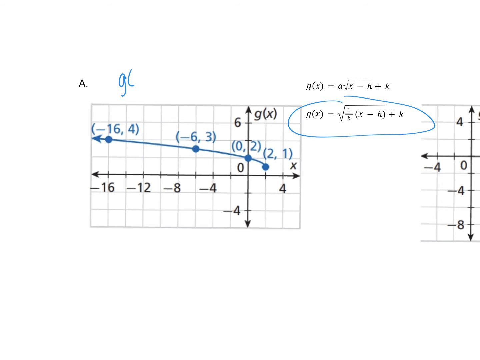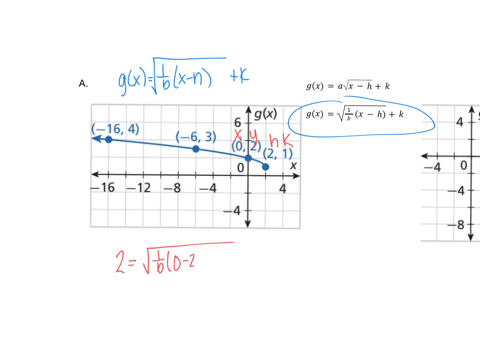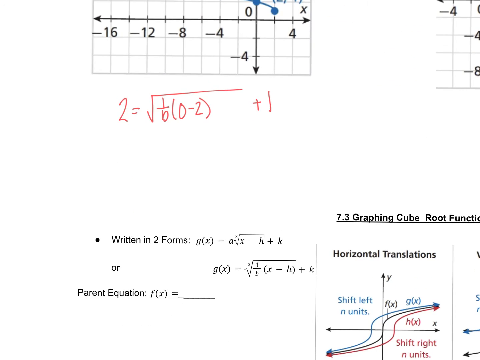I'm sorry that it's not clear. So I'm going to pick this as my h, k. It's always my beginning or end point. And I'm going to pick this as my x, y. So 2 equals the square root of 1 over b times my x, which is 0, minus my h of 2, plus my k of 1. So I'm going to minus the 1. I get 1 equals the square root of 1 over b times negative 2.